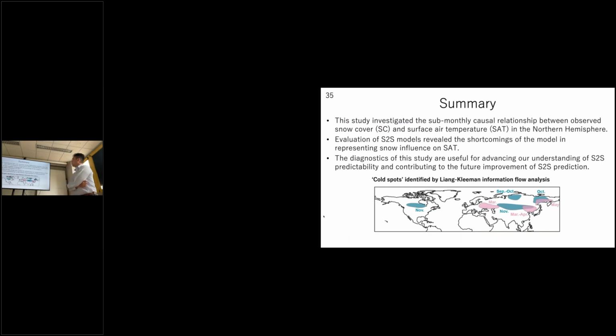To summarize, this study investigates the sub-monthly causal relationship between snow cover and surface temperature. We can also apply this technique to the models, and compare or validate the representation of the models with the observations. So this is a useful diagnostic for models as well.